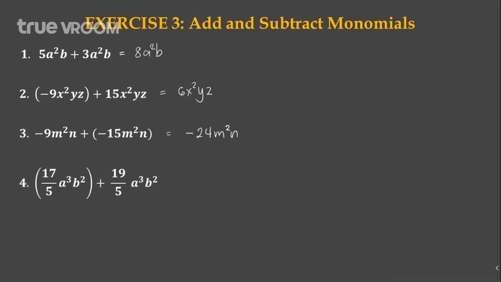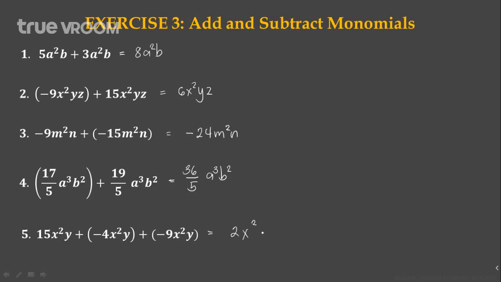Very good. Next, we have 17 over 5a cubed b cubed plus 19 over 5a cubed b cubed. Answer? 36 over 5a cubed b squared. Very good. Last, 15x squared plus negative 4x squared y plus negative 9x squared y. Answer? 2x squared y. Very good.